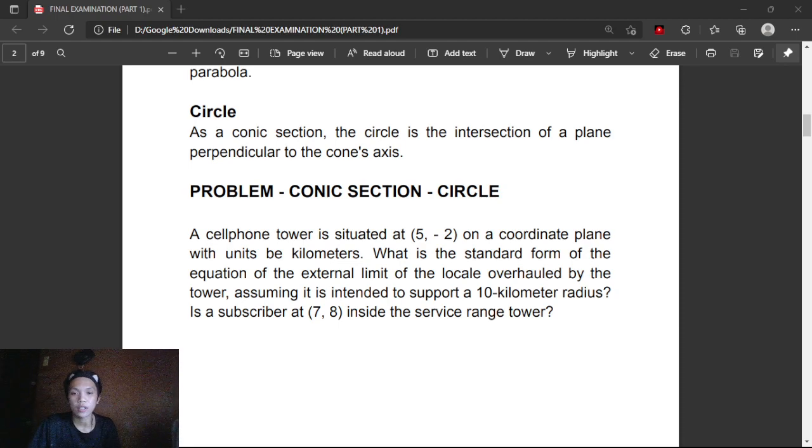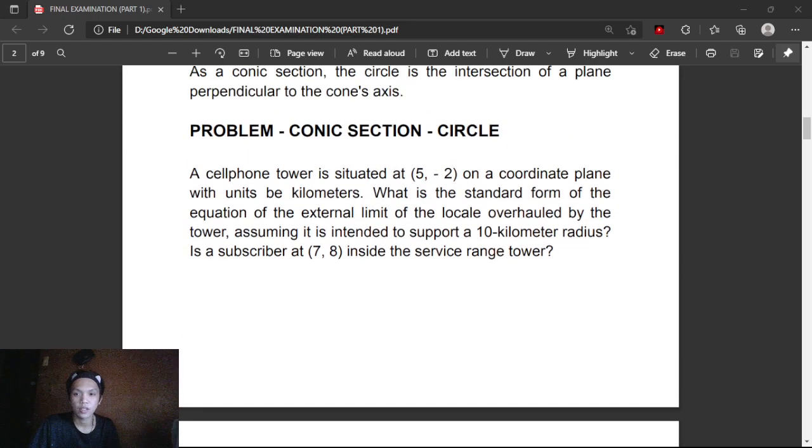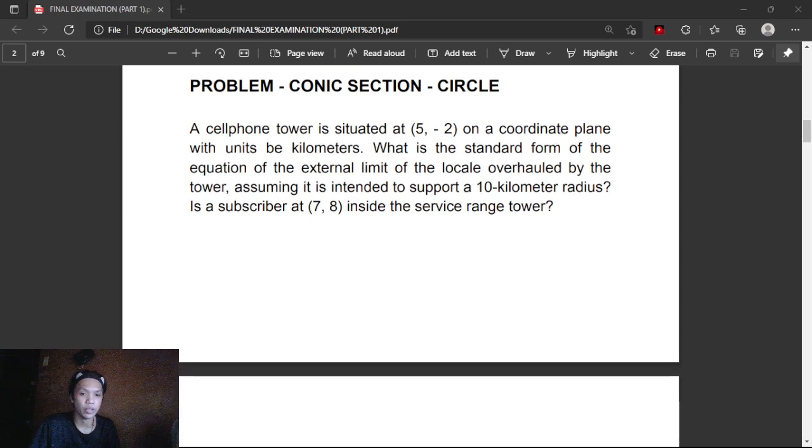Circle as a conic section: the circle is the intersection of a plane perpendicular to the cone's axis. So my problem is, a cell phone tower is situated at (5, -2) on a coordinate plane with the units in kilometers. What is the standard form of the equation of the external limit of the locale serviced by the tower, assuming it is intended to support a 10 km radius? Is the subscriber at (7, 8) inside the service range of the tower?